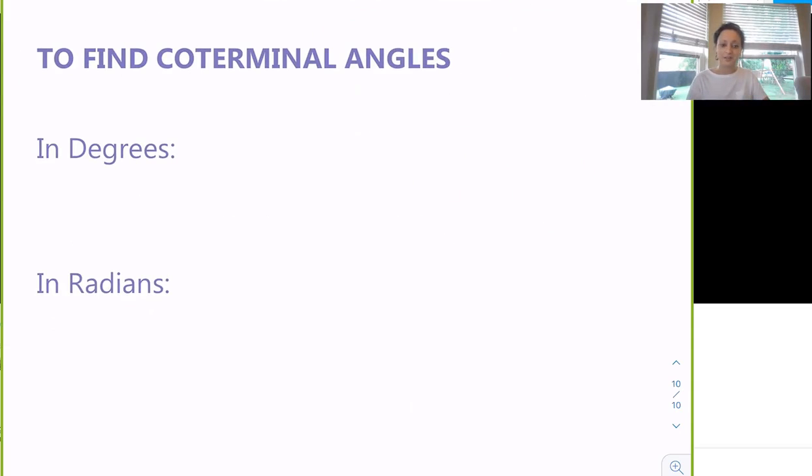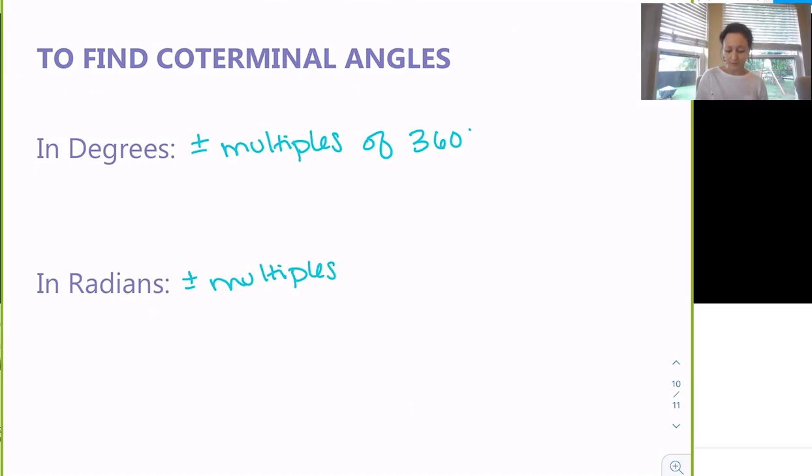I'm going to force a pause on your screen to copy mine, and then we'll fill in together. All right, so to find coterminal angles in degrees, I want to add or subtract multiples of a full rotation, which is going to be 360 degrees, right? Okay, so 360, 720, etc. For radians, though, how many radians make a full rotation? Remember, it was just over 6. It was 2 pi. So I'm going to add or subtract multiples of 2 pi. Okay?